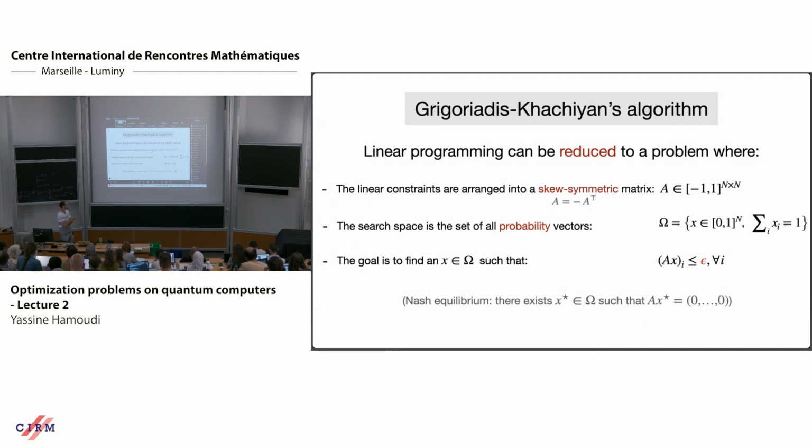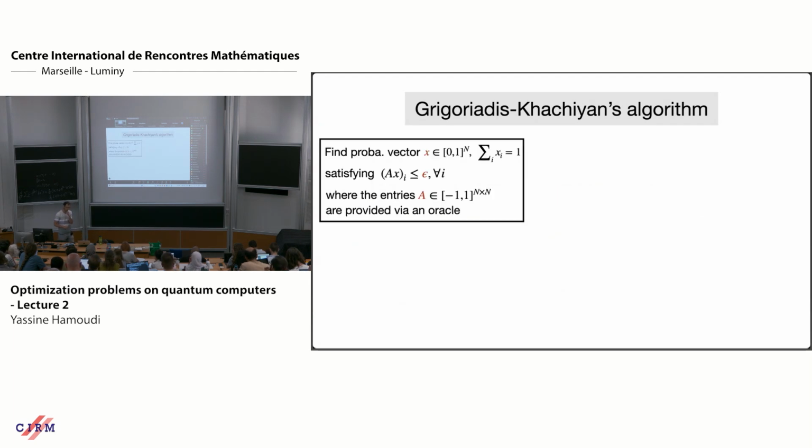It turns out that there always exists such a solution. This is related to Nash equilibrium, and actually there even exists a solution that makes the matrix vector product equal to the all zero vector. So in some sense, we know the optimum exists. We want to approximate it up to a threshold epsilon for each coordinate. And again, if you know how to solve this problem, you can solve linear programming as well. So let's focus on this problem and how to solve it.